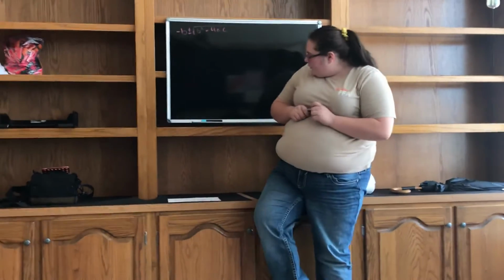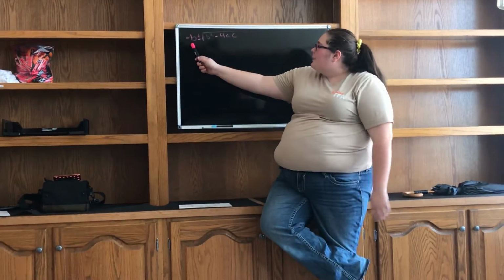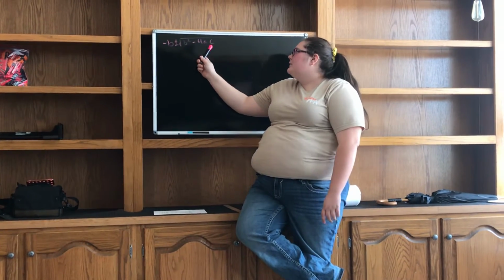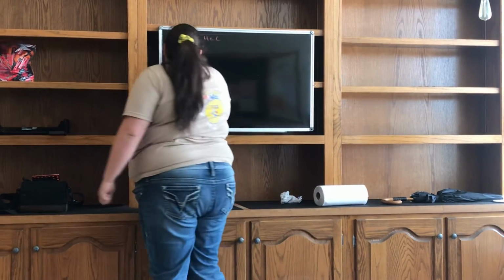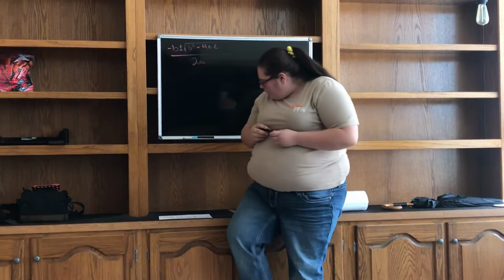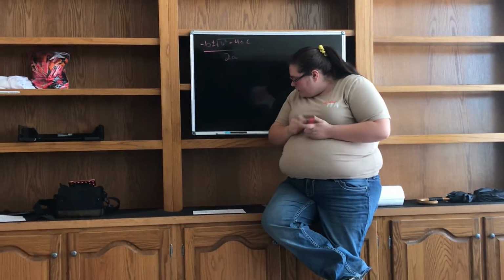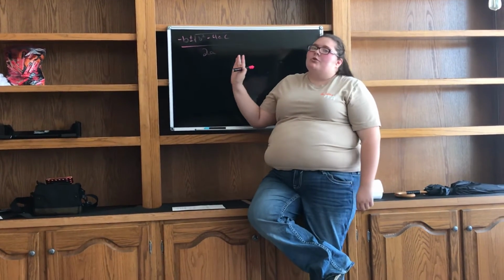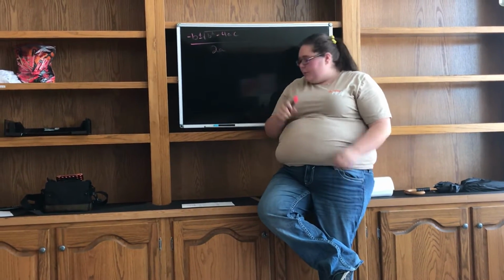So the quadratic formula is negative b plus or minus the square root of b squared minus 4ac, over 2a. And this formula is used to solve quadratic equations.